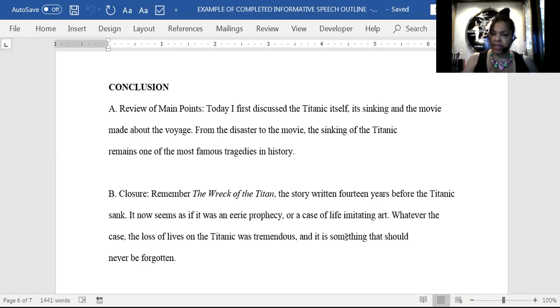Leave them with a message here. She says, remember the wreck of the Titan, the story written 14 years before the Titanic sank. It now seems as if it was an eerie prophecy or a case of life imitating art. Whatever the case, the loss of lives on the Titanic was tremendous, and it is something that should never be forgotten. Okay? Notice that she doesn't tell you to go read books about the Titanic, go watch the movie, go do something. That's persuasion. Here she is just informing, and that's what she wants to do. Take a look at your outline. Does it do what she is doing here? If it does, kudos. If it doesn't, make the necessary changes.